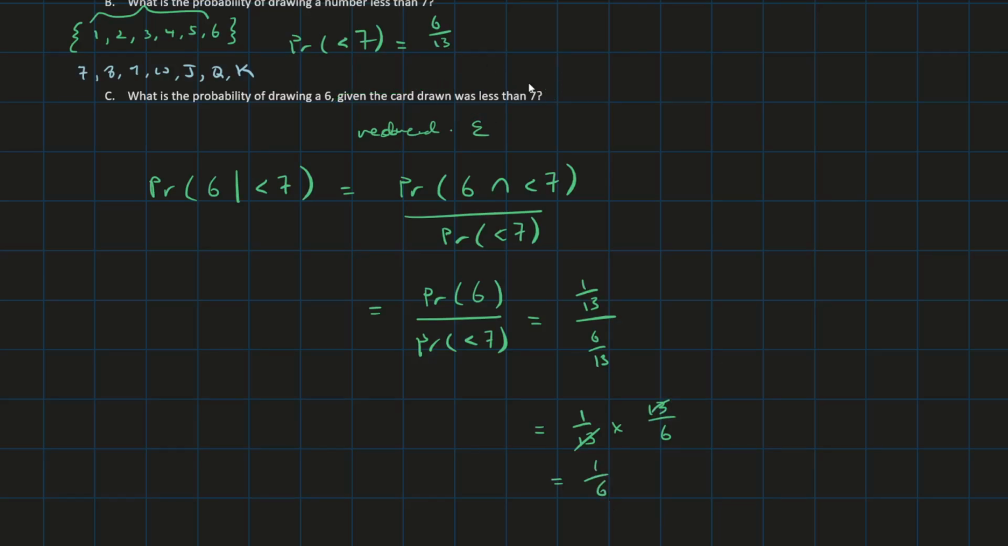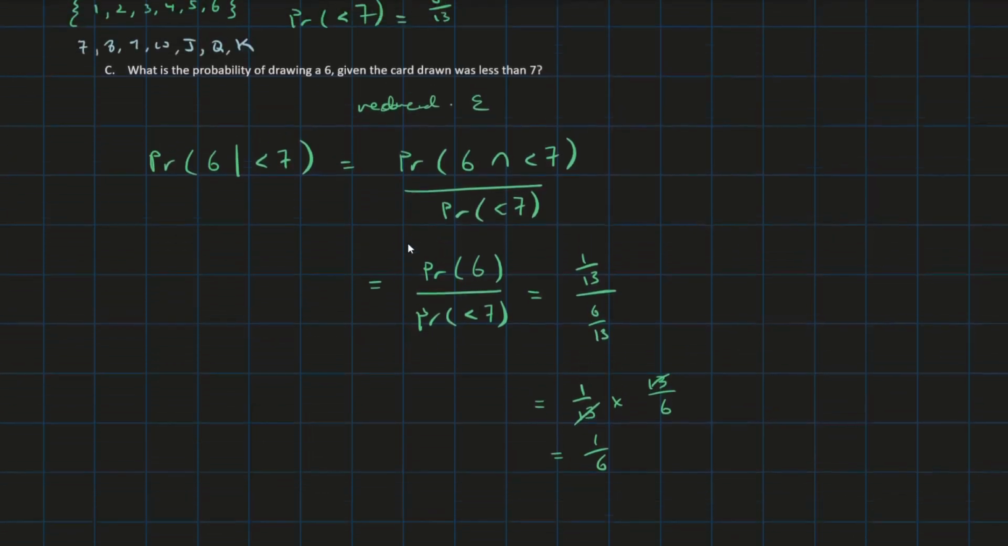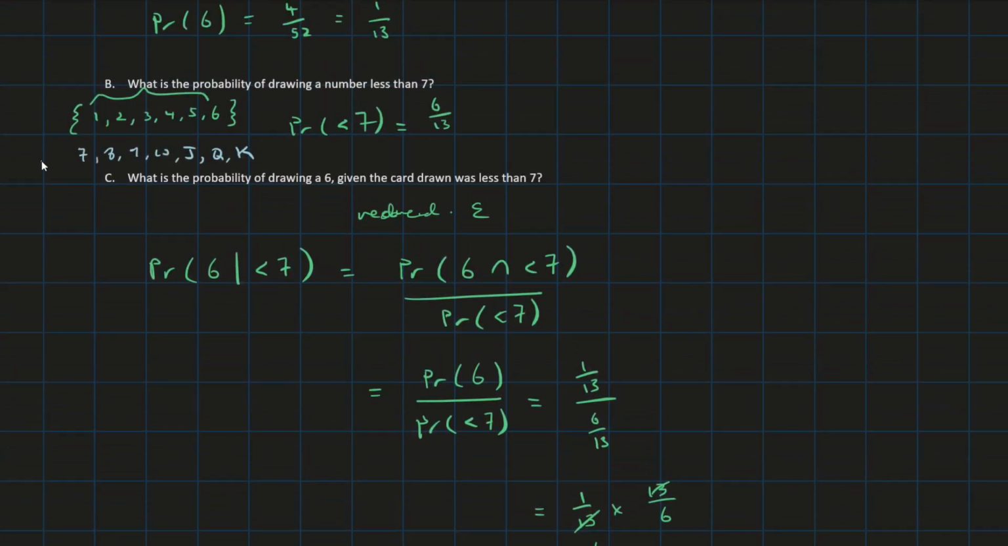Now let's just think again. Does this make sense in the context? Well, it should, because if we have numbers less than 7, we've only got these 6 possibilities and we're just choosing the one from that. So 1/6 definitely does make sense. We didn't even need the formula.